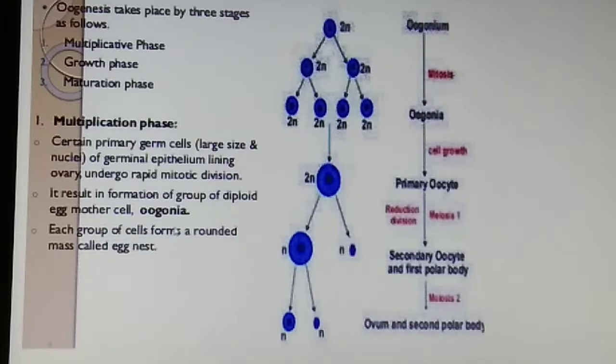Because it is a mitotic division, this is an equational division. That is why if this is diploid, this is also diploid. This will also be diploid. Fine. You can see here all the oogonia are represented by the 2n structure. Now each group of cells forms a rounded mass called an egg nest.